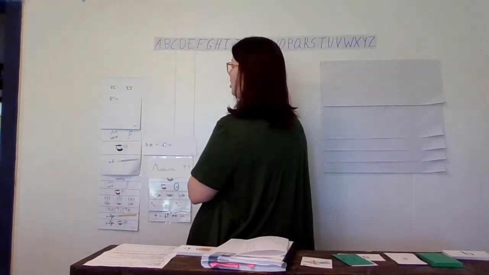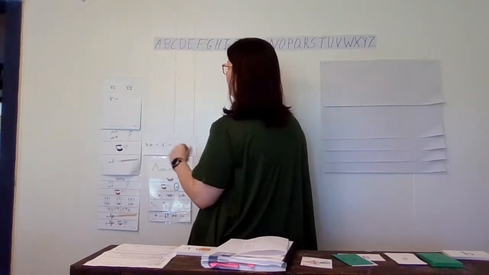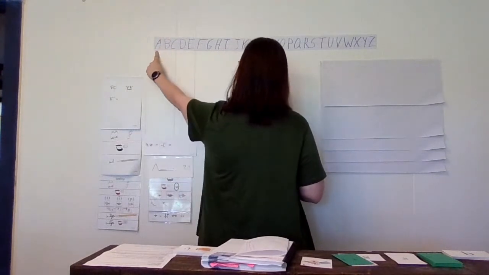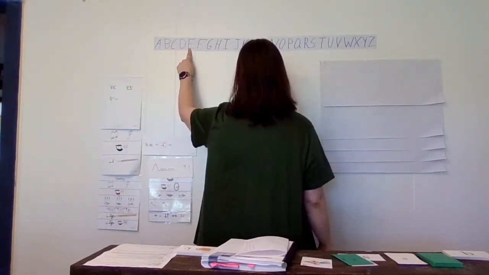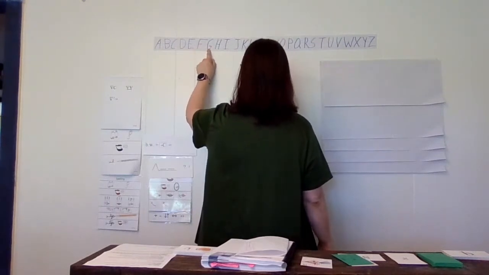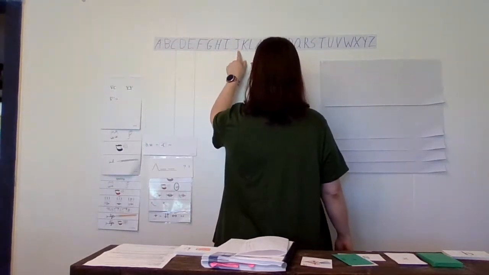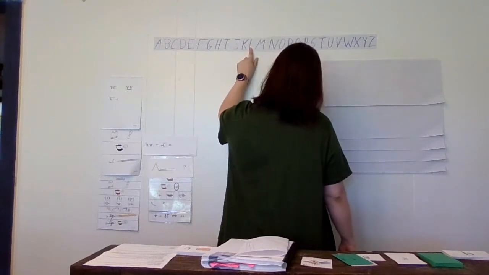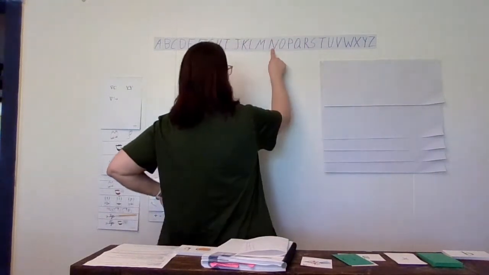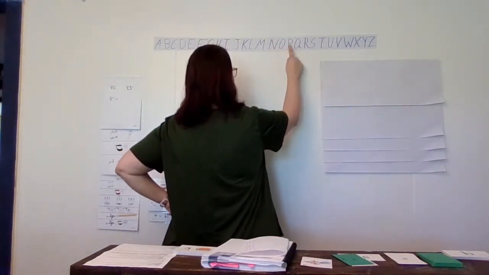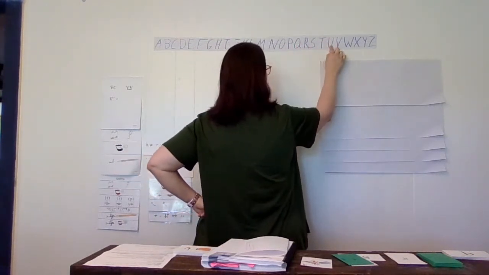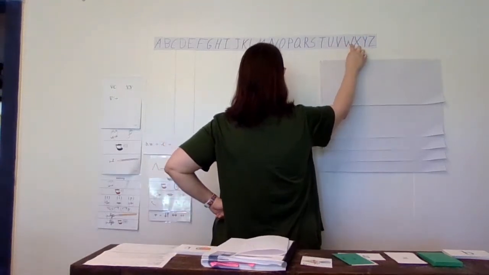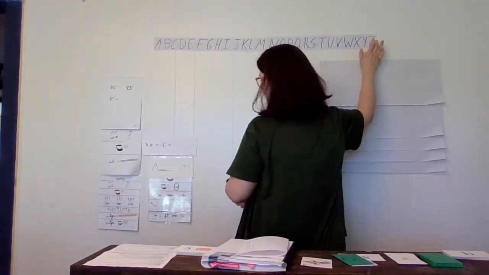All right, we're going to touch and name the alphabet strip together. You ready? Yes. All right. A, B, C, D, E, F, G, H, I, J, K, L, M, N, O, P, Q, R, S, T, U, V, W, X, Y, Z.